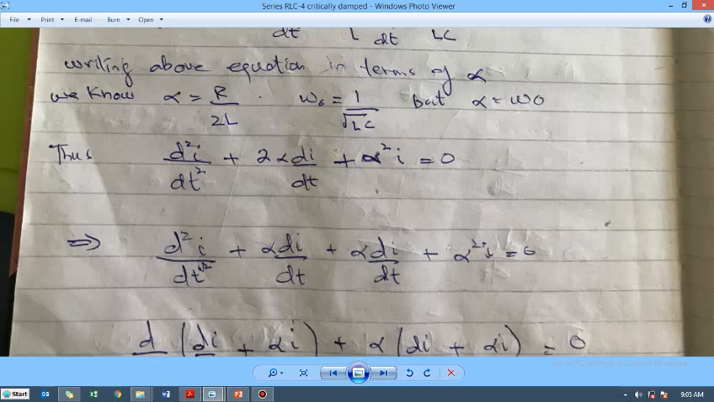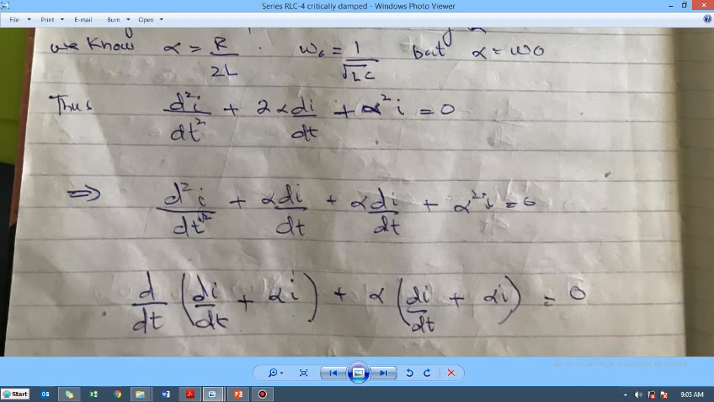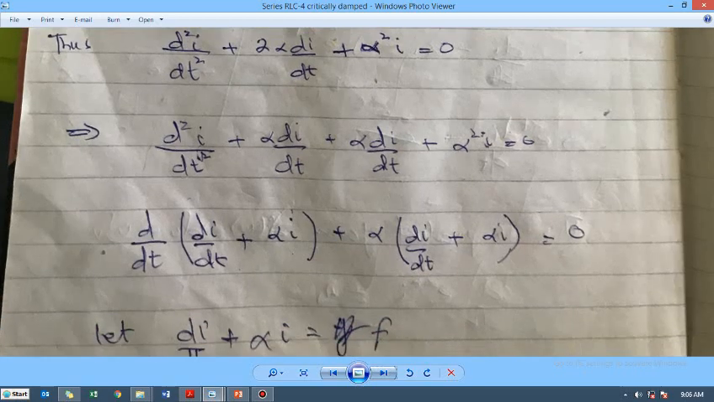This 2 has been replaced, and this is written 2 times. So this is exactly the same equation, just written in a different way to help make the factors. Taking common from here, the derivative has been taken common, and alpha remains here. This I also remains here, because when you take a derivative of I, it becomes di by dt. So what can come out from here? Alpha can come out.